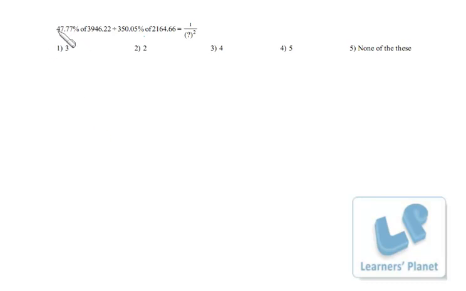So what I do over here, 47.77%, I take 50%, and instead of 3946, I take 3800 over here. So 50% of 3800 is 1900. Divided by 350% of 2164. 350% is what? 7 by 2. So 7 by 2 into 2164, I just write maybe 2200. Okay, that's 1 upon x square.